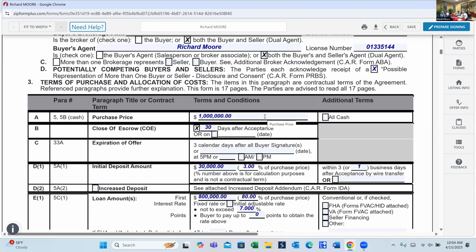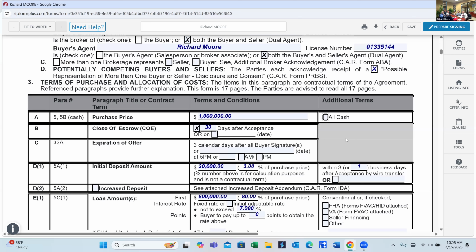Close of escrow, 30 days after acceptance. And how do we define acceptance? Well, if I'm the buyer and I submit a purchase contract to the seller, so I've signed it, I've submitted it to the seller. Tomorrow, the seller signs and returns it to me. Actually, what if the seller signs today, but doesn't return it until tomorrow? The date of acceptance is the date that it's returned to the last party. So not the date of the last signature, but the date that it's conveyed or returned to that party. So keep that in mind, it's true with counteroffers also.